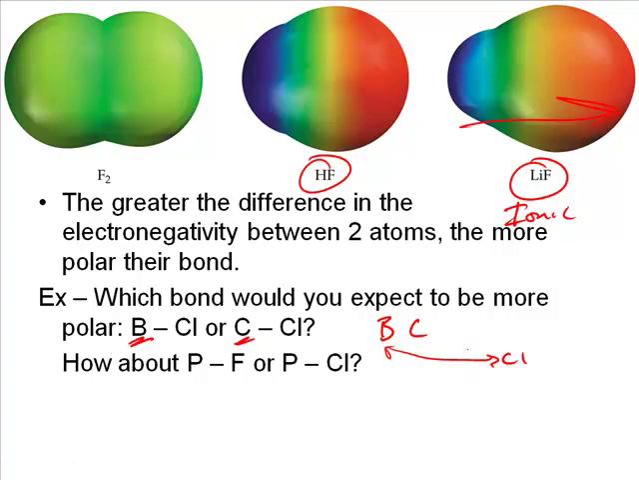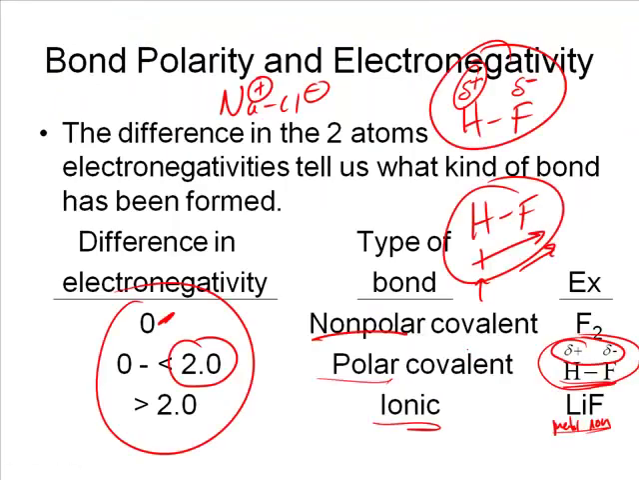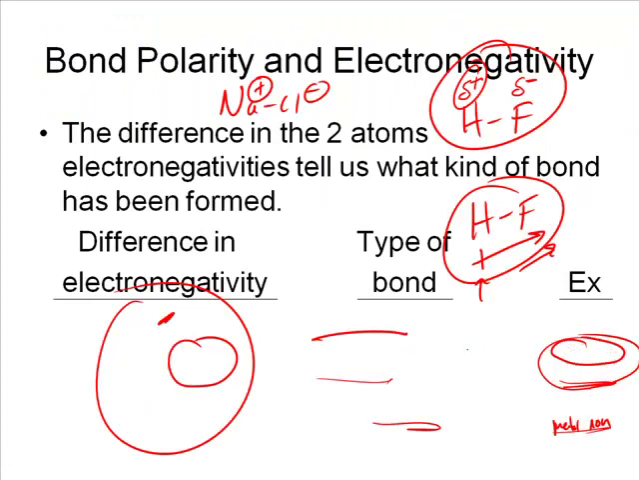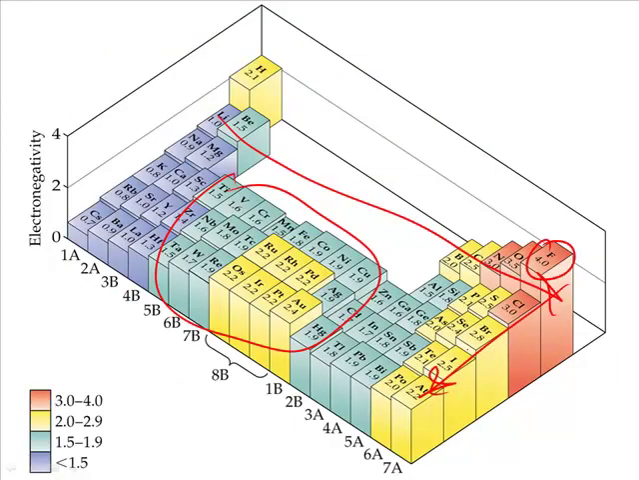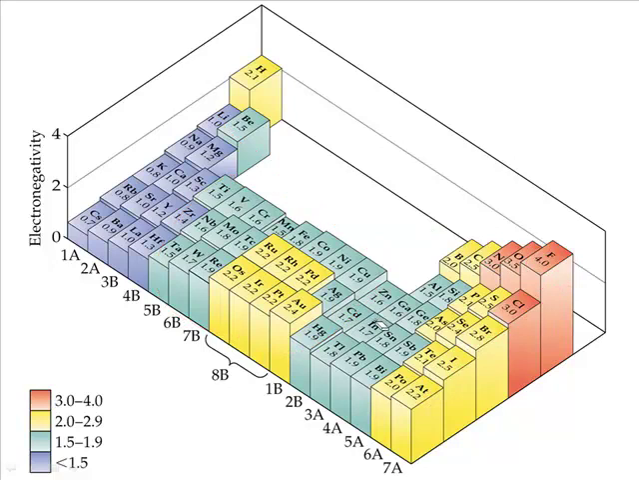If we go back to the actual table that shows the electronegativities, that's how we're going to determine whether it's polar or how polar it is. So how polar is the carbon-chlorine bond? Well, chlorine's 3 and carbon's 2.5. What's the difference between those two numbers? 0.5. What about the boron-chlorine bond?